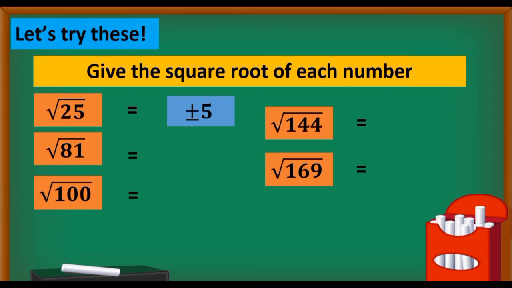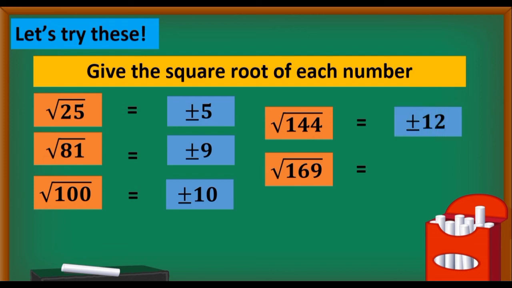Next, how about square root of 81? Yes, that is positive and negative 9. Square root of 100. That is positive and negative 10. How about square root of 144? Nakita mo na ba dyan sa screenshot mo? Yes, that is positive and negative 12. And how about square root of 169? That is positive, negative 13.